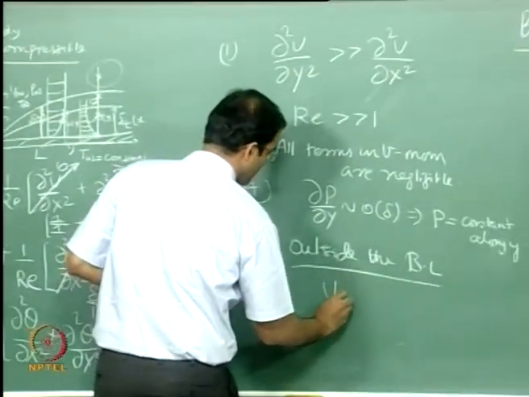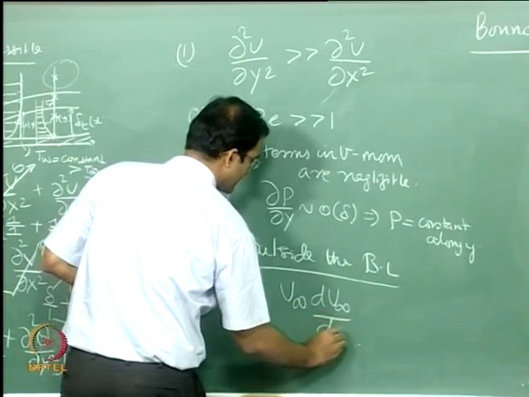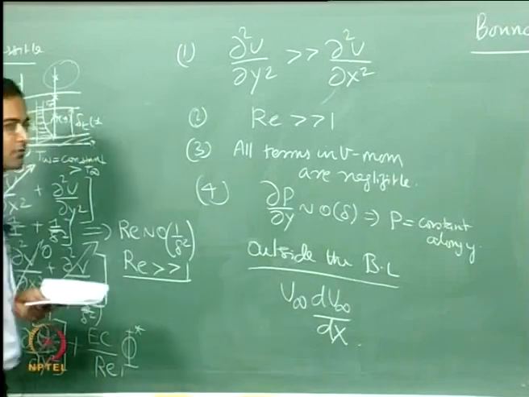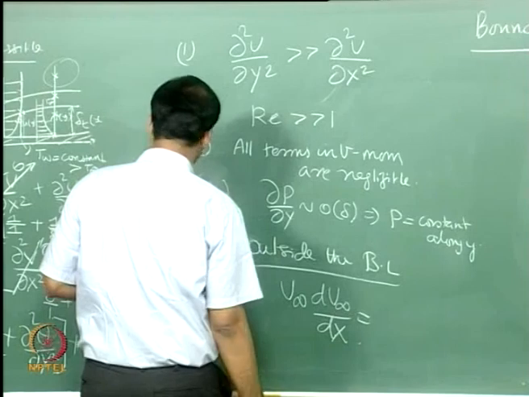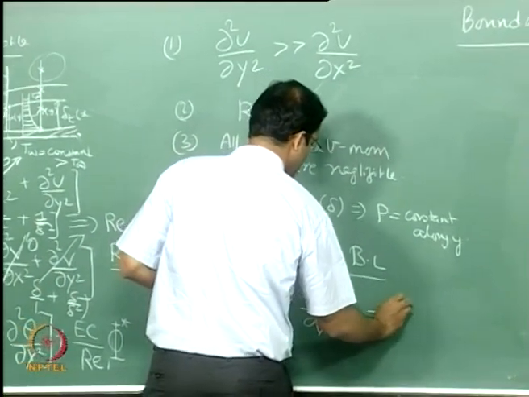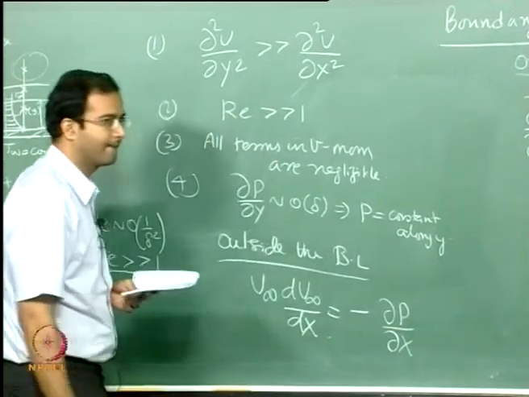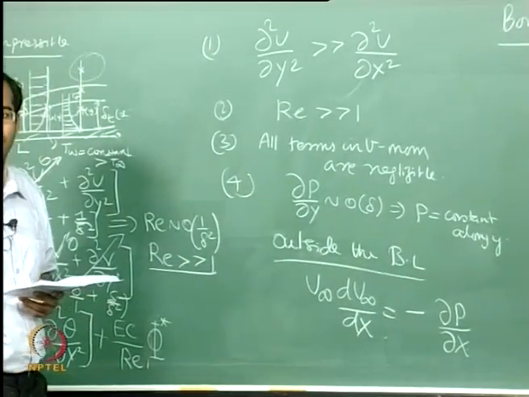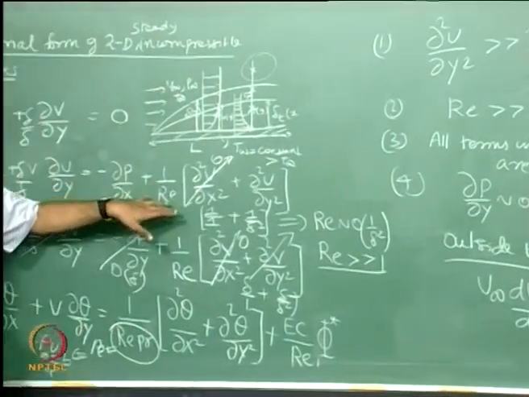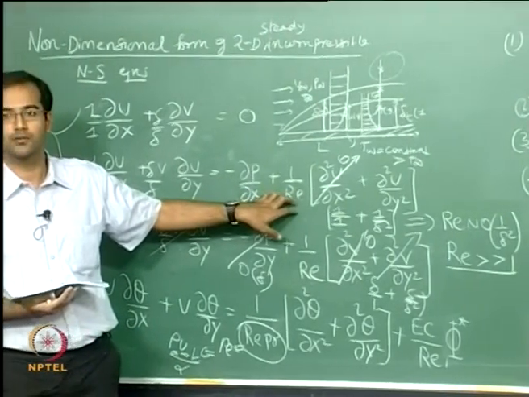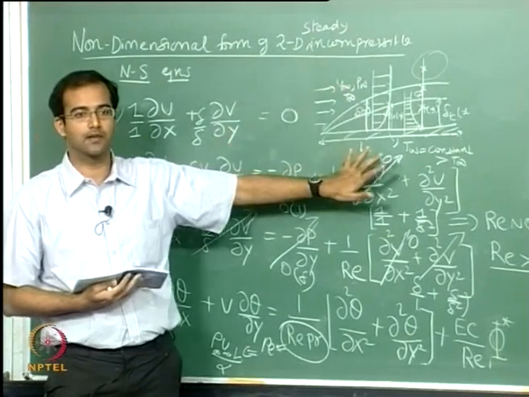One is your inertia term, u infinity du infinity by dx. Of course your u is nothing but u infinity outside. So that should be equal to minus dp by dx. See, all of the remaining terms are nothing but your viscous effects. So if your viscous effects are negligible outside in the free stream, you can safely neglect all of these.